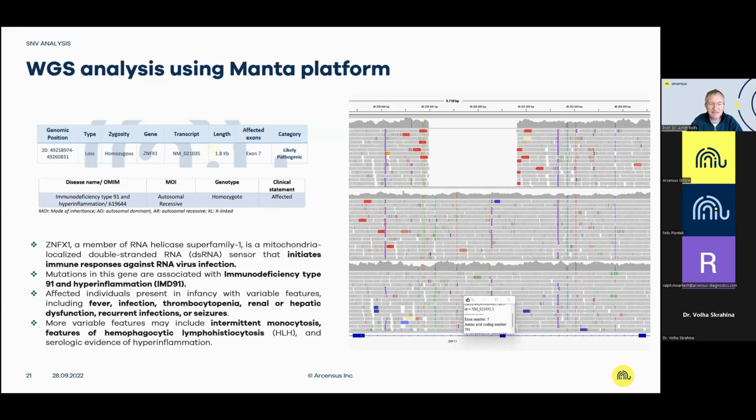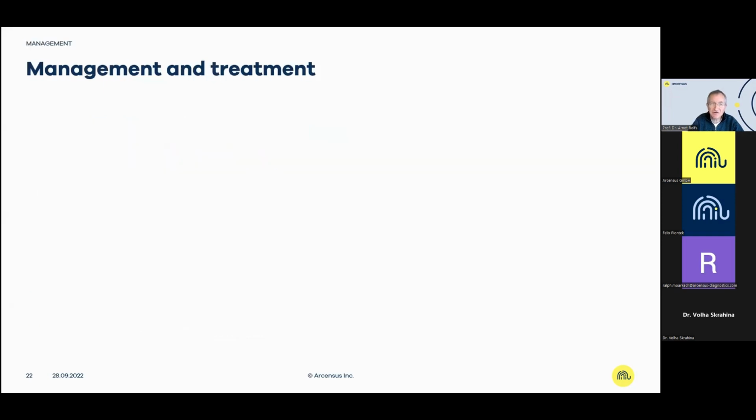We know it's a member of the RNA helicase superfamily that is responsible for immune responses against RNA virus infection. Mutations in this gene are associated with immunodeficiency type 91 and partially also hyperinflammation. Therefore, the patients demonstrate the classical immunodeficiency syndrome picture, which is typically a combination of fever, infection, thrombocytopenia, renal or hepatic dysfunction, recurrent infections, and typically as a complication, sometimes seizures. So this was the clarification of our patient.